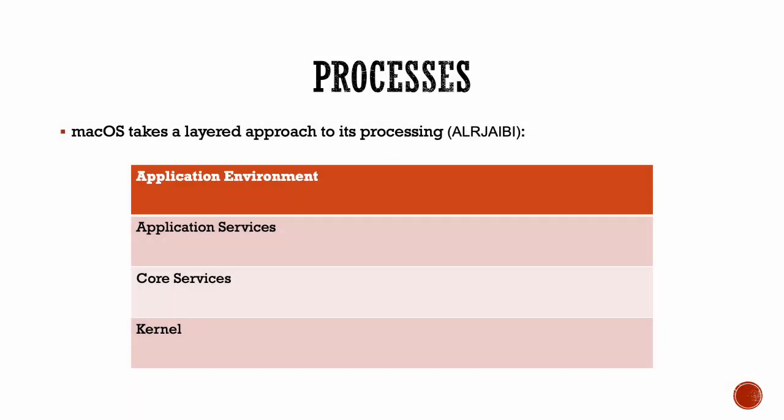macOS's approach to processing is a layered approach. From the bottom, we have the kernel, which basically controls all of the main processes of the system. You have the core services, above you have the application services, and then you have the application environment, which is where the user interacts with the system. When the user, for example, issues a command or clicks a button, it'll be processed by the application services, and anything further from there will go down to the core services.